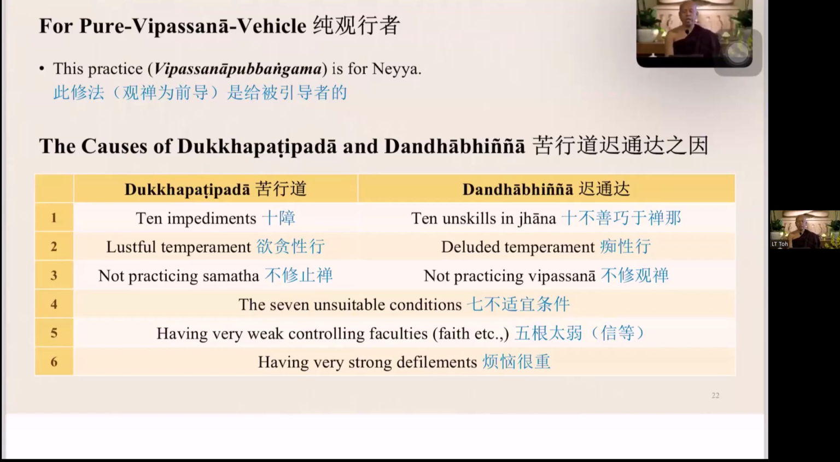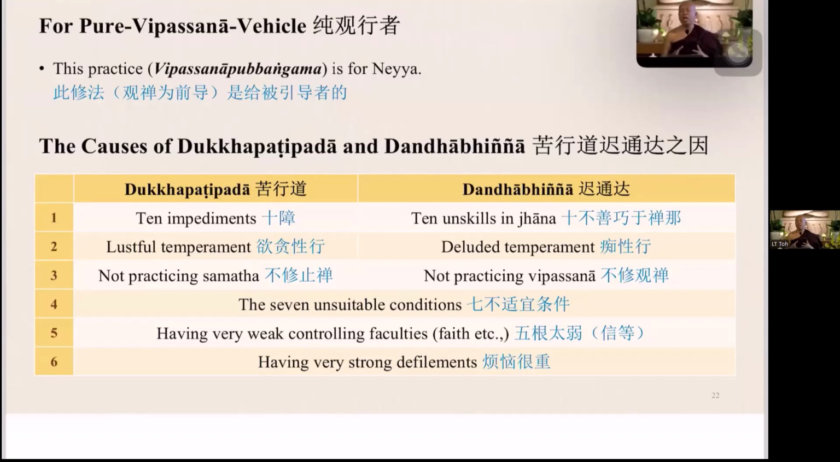Okay, another thing, having very weak controlling faculties. That means the five faculties. Even yesterday I already explained saddha and panya. If we cannot balance these two, we cannot improve. Similarly, concentration and effort. If we cannot balance these two, we cannot improve. So we must be able to balance these controlling faculties.